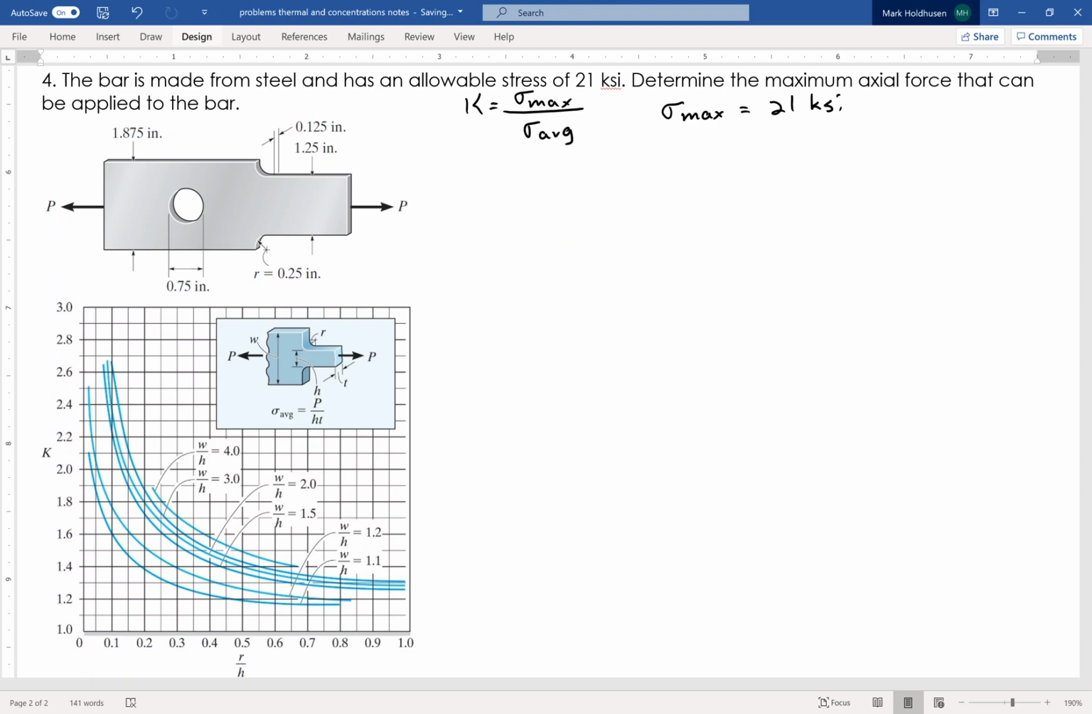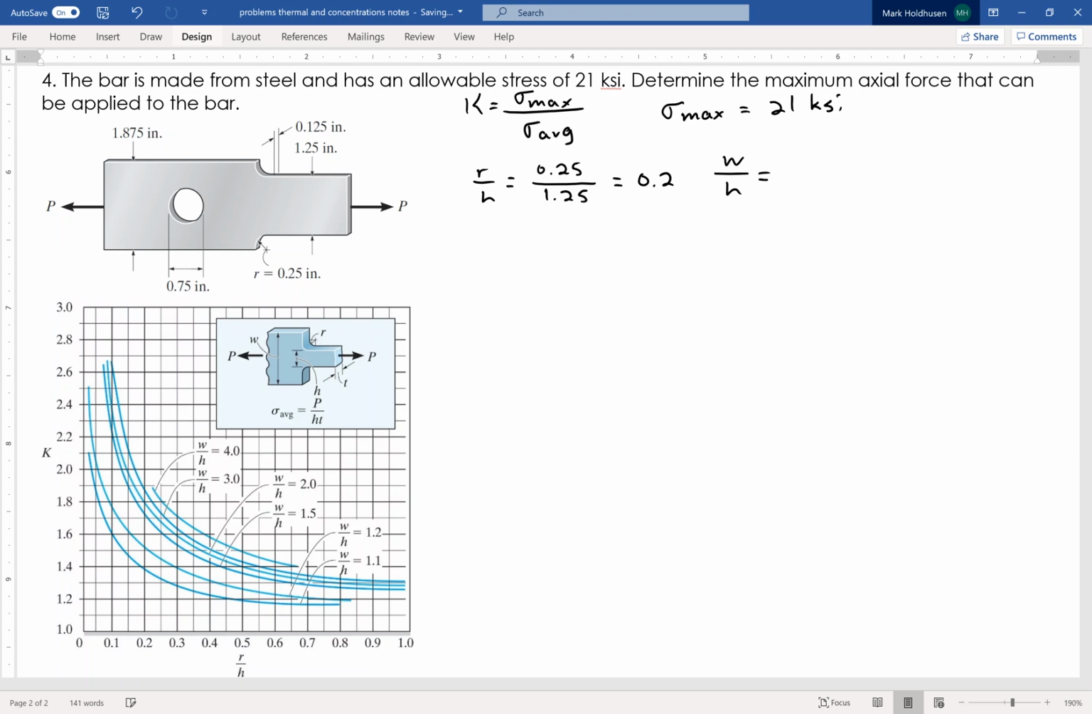So we'll start with the shoulder since we've got the graph up here right now. For that one, I need R over H, where R is the fillet, which would be 0.25. And then H is going to be the smaller one, which is the 1.25. So this is 0.2. The other thing I need is W over H to figure out this graph here.